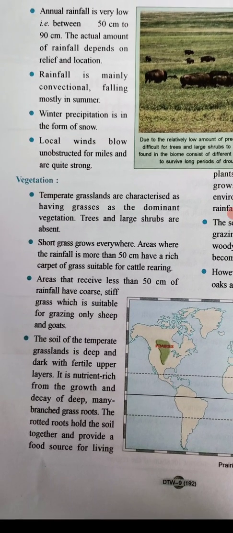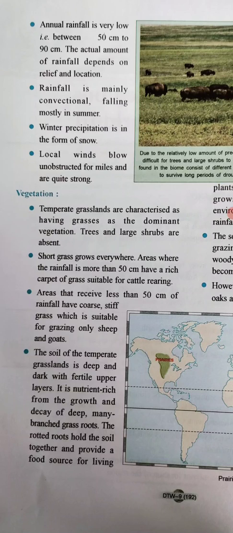Areas that receive less than 50 centimeters of rainfall have coarse, which means rough and stiff, hard grass, which is suitable for grazing only sheep and goats. So in these kinds of areas sheep and goats can be reared.